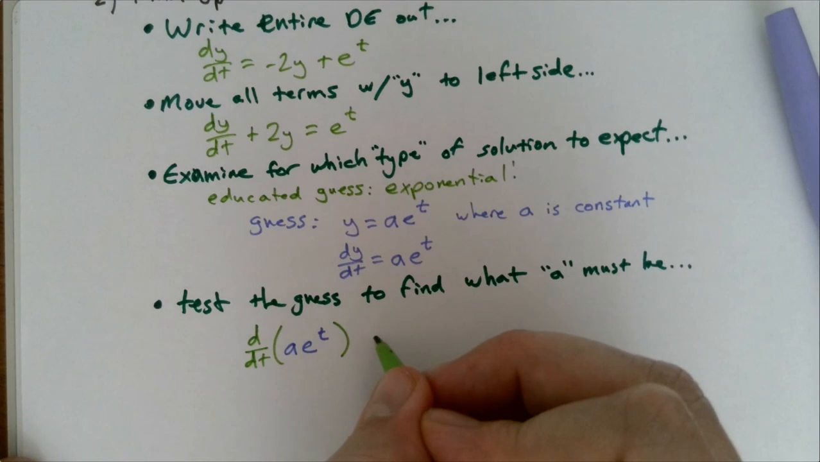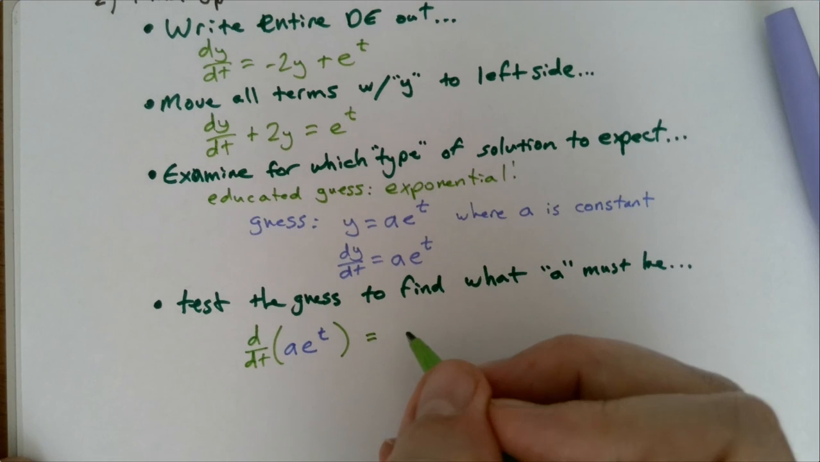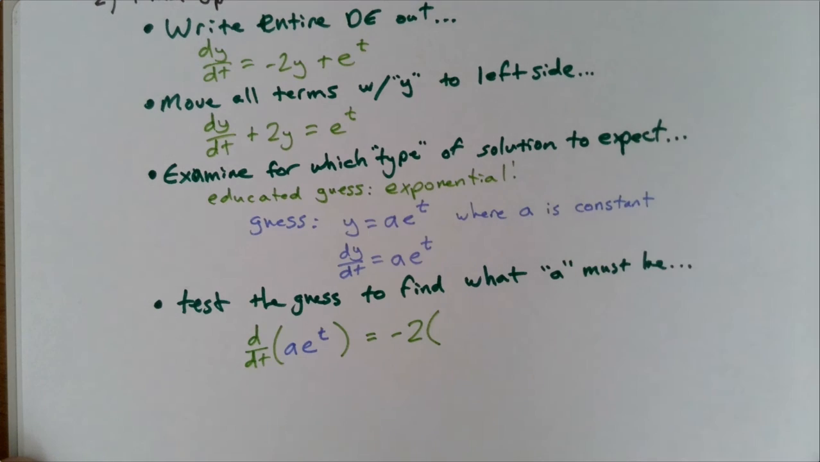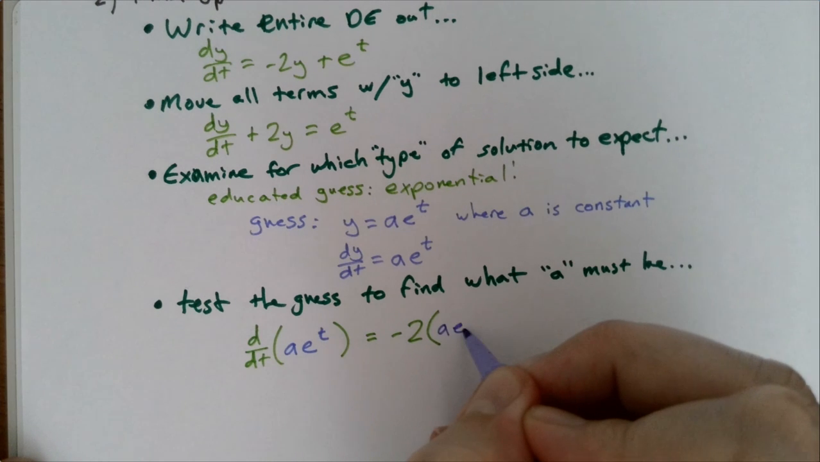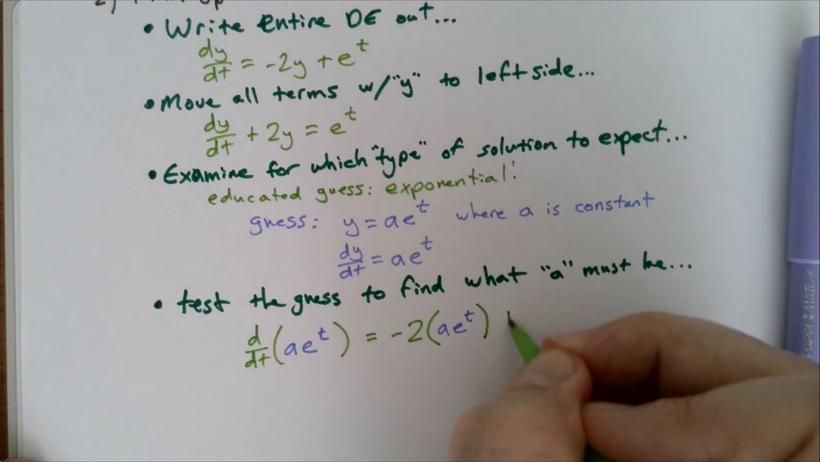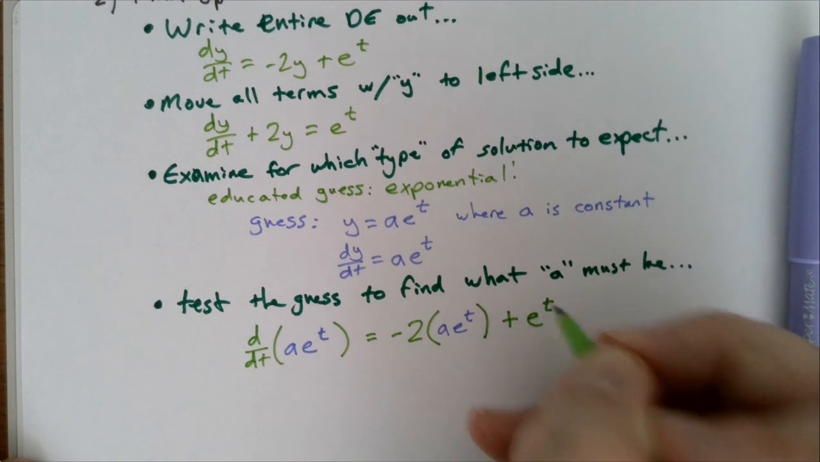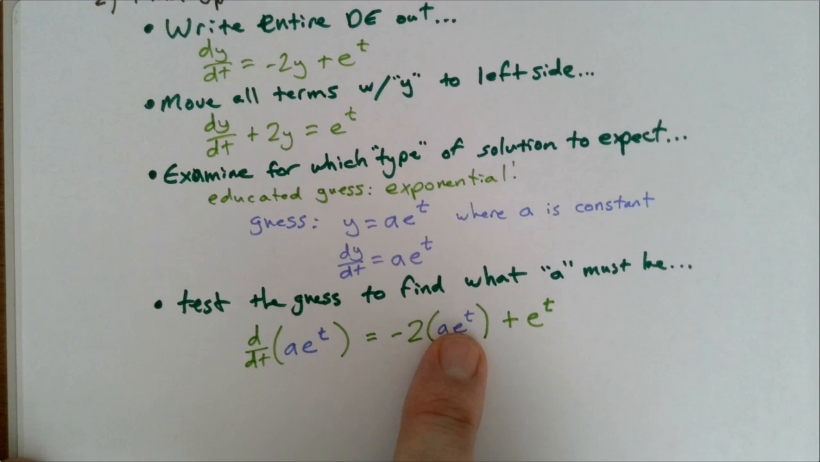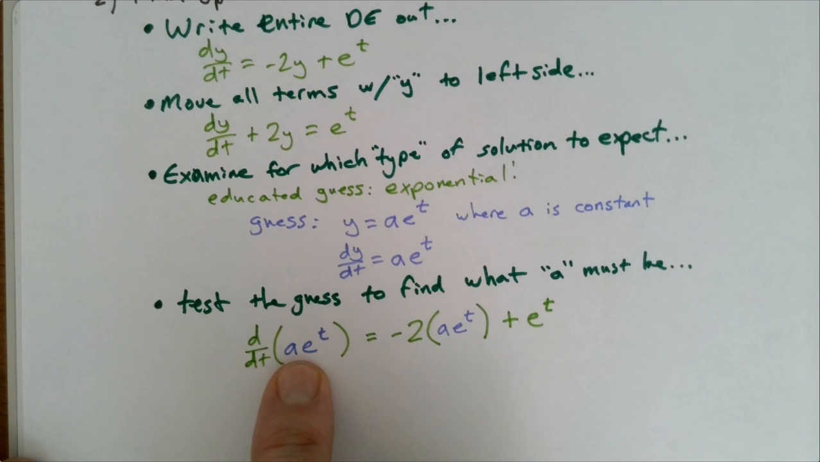And that's got to be equal to, I'm just plugging this right back into the original differential equation, -2 times the y, which is the guess, a e to the t, plus e to the t. So all I did was substitute my guess here, and now I can proceed.